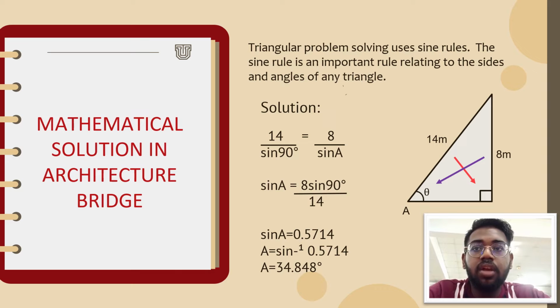So sine A equals 8 sine 90 degrees over 14. Sine A equals 0.5714. A equals sine inverse of 0.5714. So the last answer we get is 34.848 degrees. So the angle A is 34.848 degrees.